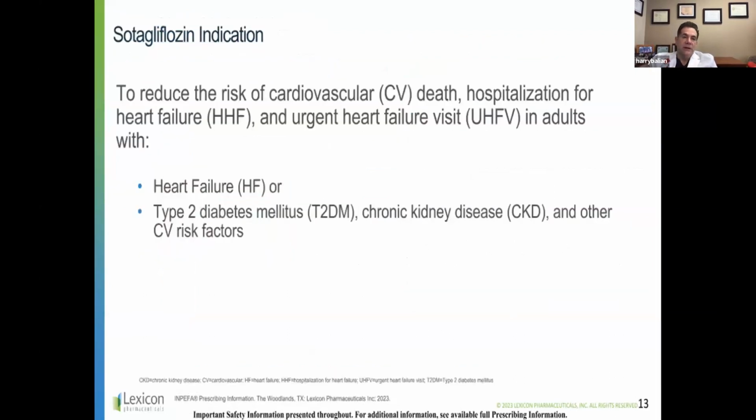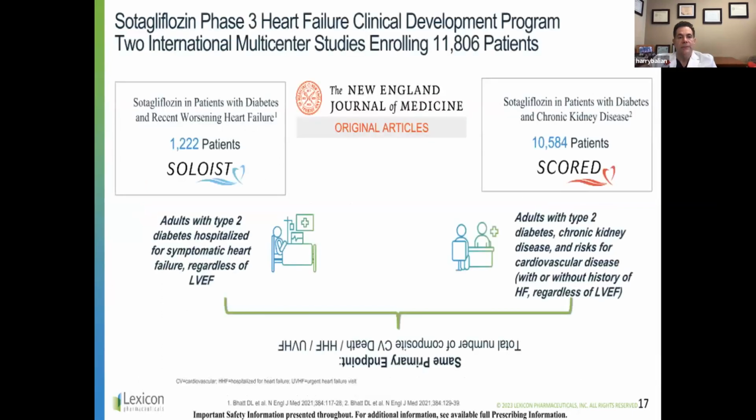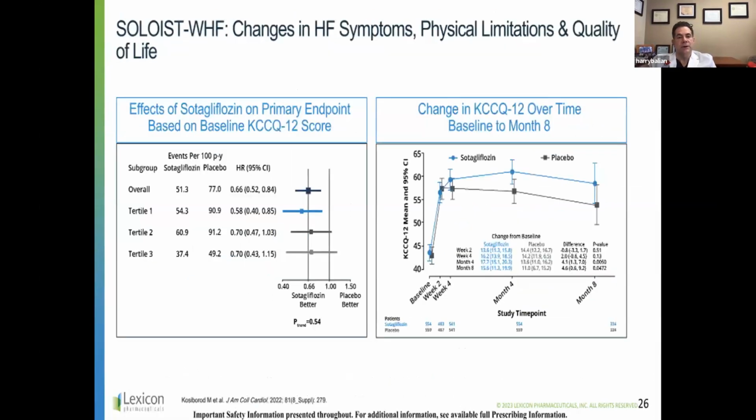So the INPEFA indication is for the reduction of cardiovascular death, hospitalization for heart failure, and urgent heart failure visit in adults. This is sort of the indication for this SGLT1 and 2 inhibitor. Looking at one of the major trials, they looked at patients with worsening heart failure and also with chronic kidney disease, INPEFA versus placebo. You had a reduction in overall hospitalization and a reduction in heart failure symptoms with INPEFA versus the placebo, and this was statistically significant.